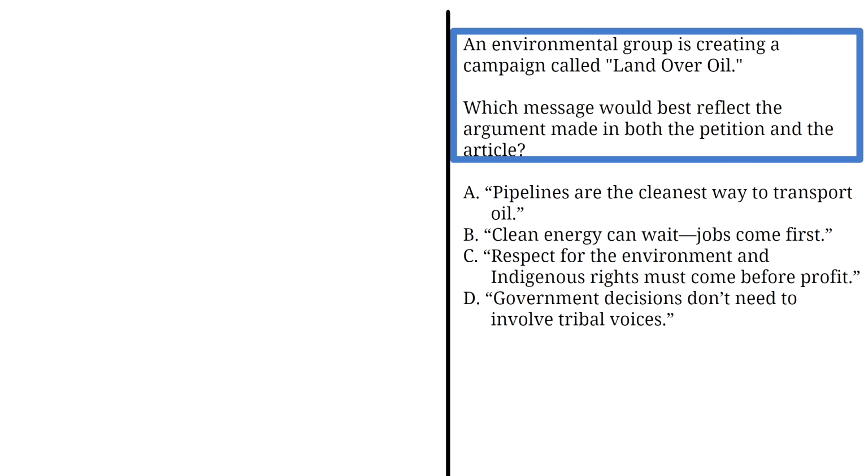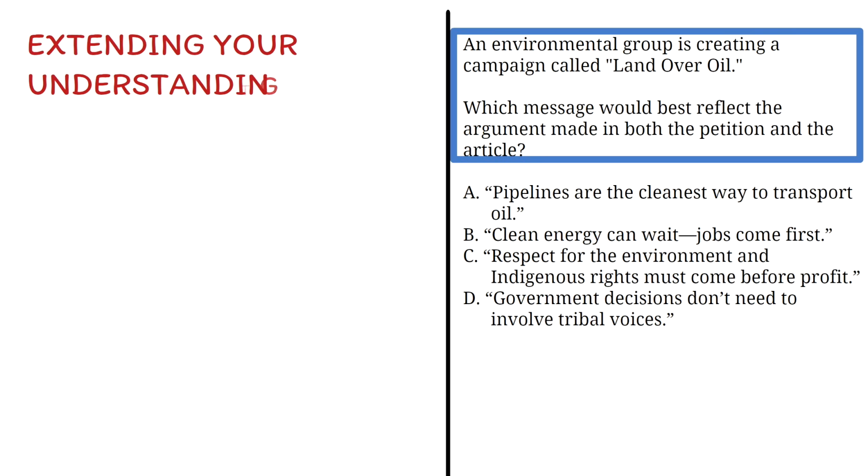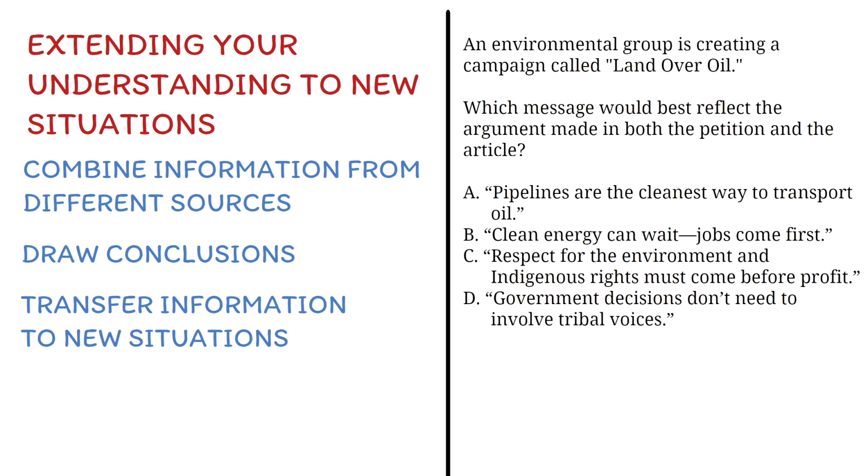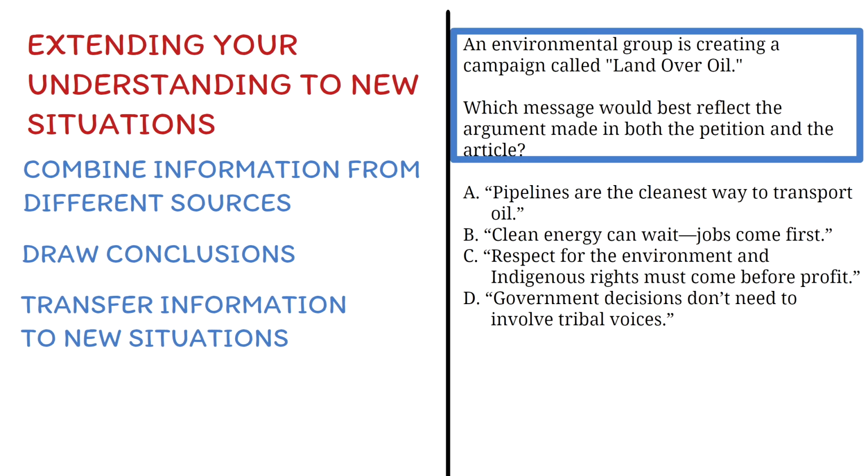This is a great example of extending your understanding to new situations, a necessary skill for passing the GED Reasoning Through Language Arts test. Here, you'll be asked to combine information from different sources, draw conclusions, and transfer information to new situations. Now, let's take a look at the scenario-based question. An environmental group is creating a campaign called Land Over Oil. Which message would best reflect the argument made in both the petition and the article?